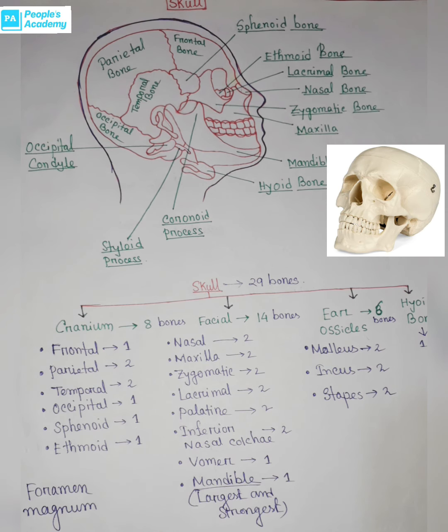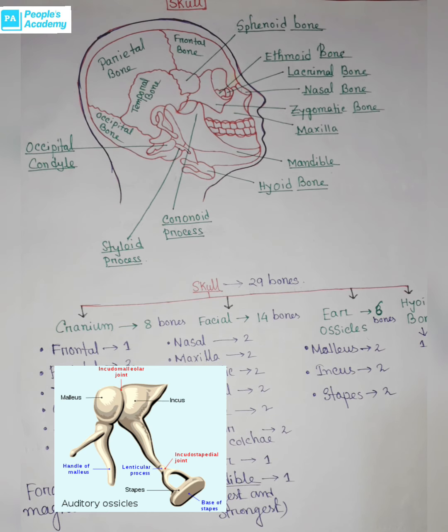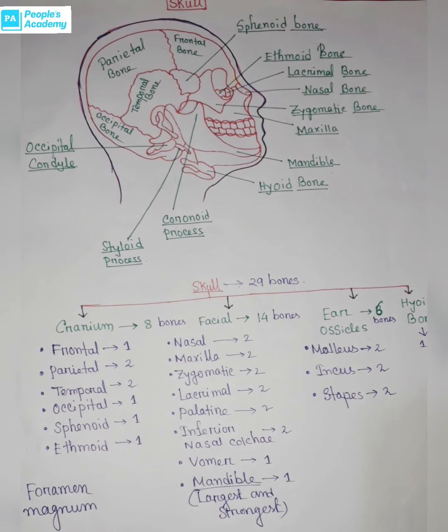Now come to the ossicles. The ossicles are present in the middle ear. Actually, the middle ear has 3 bones, that is the ossicles. What is the function of the ossicles, guys? The ossicles help in amplification of sound. As we have talked, the middle ear has 3 bones, that is 3 ossicles: malleus, incus, and stapes.